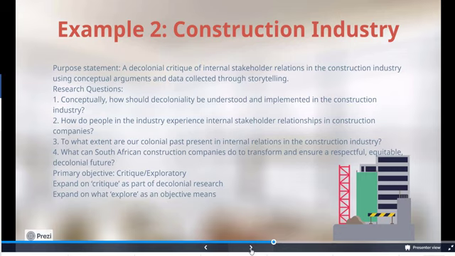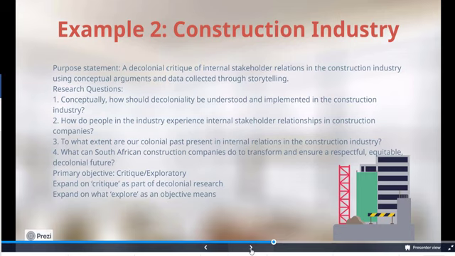Okay, now the research questions here could be: one, conceptually, how should decoloniality be understood and implemented in the construction industry? Second, how do people in the industry experience internal stakeholder relationships in construction companies? Number 3, to what extent is our colonial past present in internal relations in the construction industry? And number 4, what can South African construction companies do to transform and ensure a respectful, equitable, decolonial future?